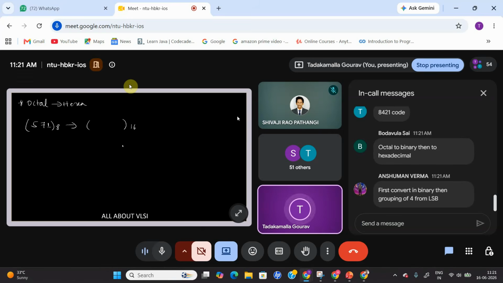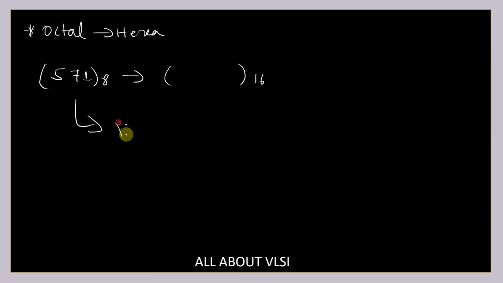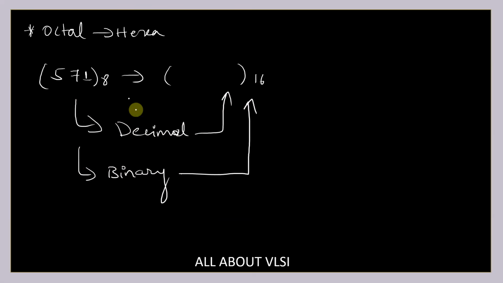Octal to binary, then to hexadecimal. First convert it into binary, octal to decimal. Exactly. We have multiple ways. We can either convert it octal to decimal and then convert it further to hexa, or else we can convert it into binary and then convert it into hexa, right? You can follow any other process.